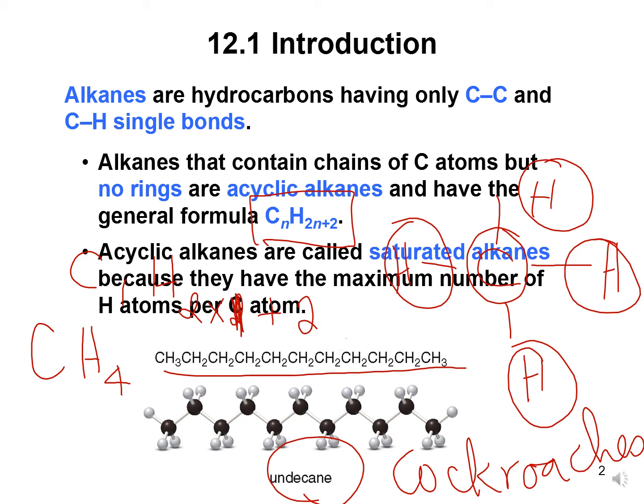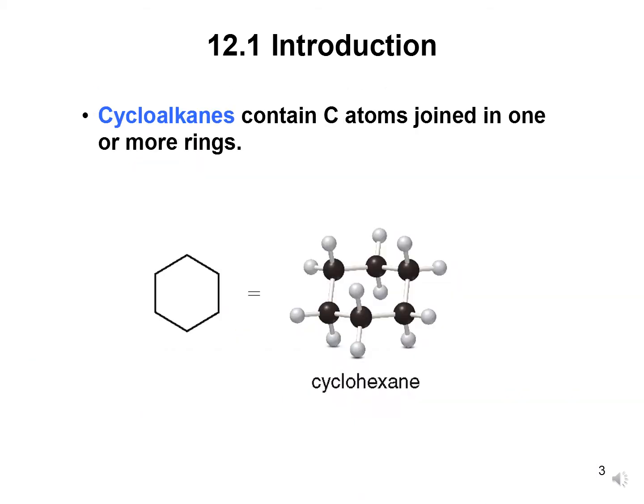hydrogen chains. What we see in undecane is a saturated alkane, and we also see that they are acyclic, or not ring. Cycloalkanes are also possible. These are rings.